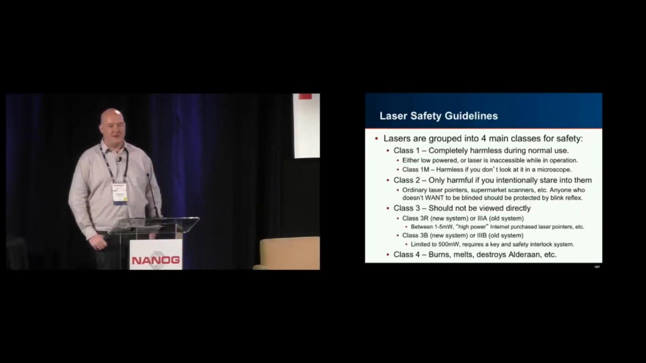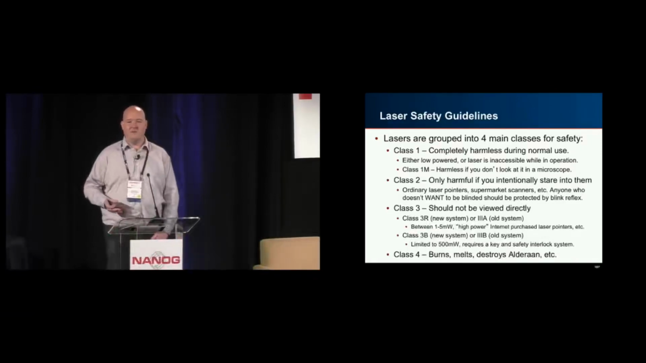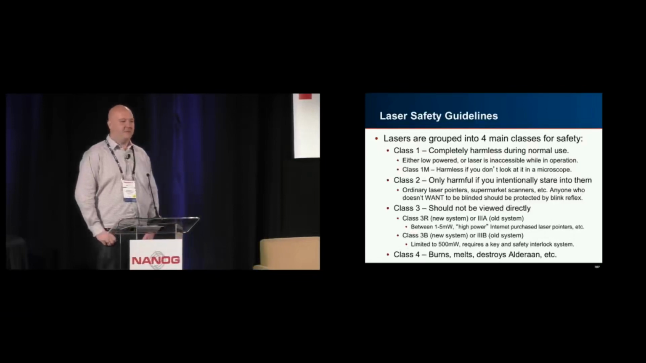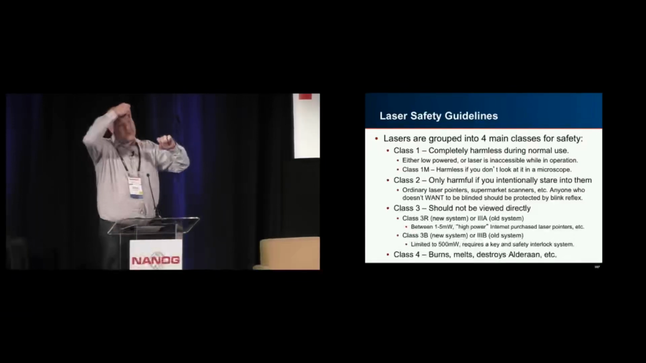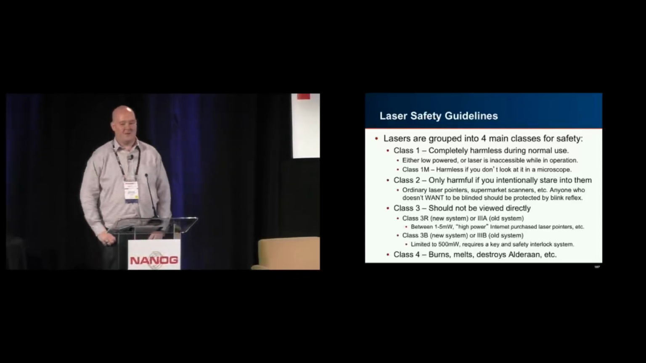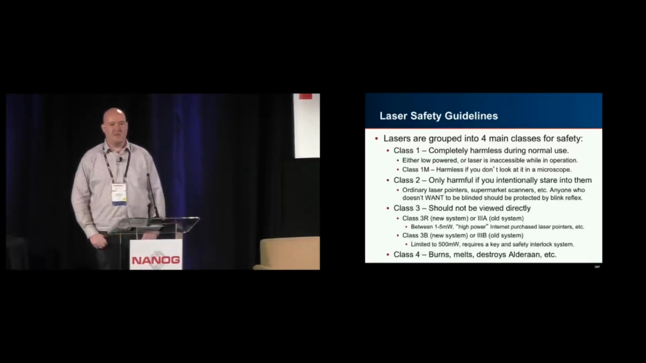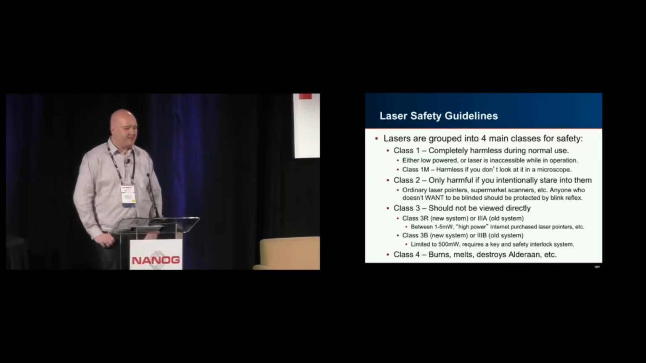So for example, your DVD player, if you still have one, probably has a powerful laser, but it's inside of a metal case that you can't get at while it's operating, so it's a class 1. A class 2 is something that's only harmful if you intentionally stare at it. If you really wanted to hurt yourself with a laser pointer, you could do it, and you could hold your eye open and shine it in your eye, but you have to actually want to do it. Because if you were doing this by accident, you would have a blink reflex and you'd be protected. So it's generally considered safe unless you're trying to hurt yourself.